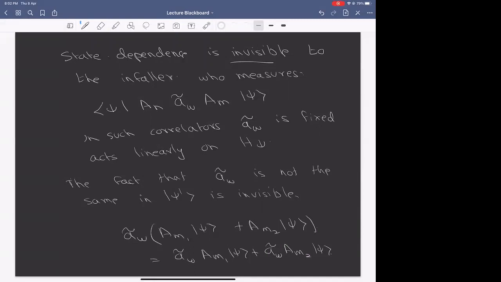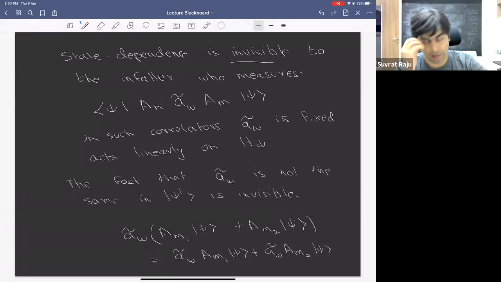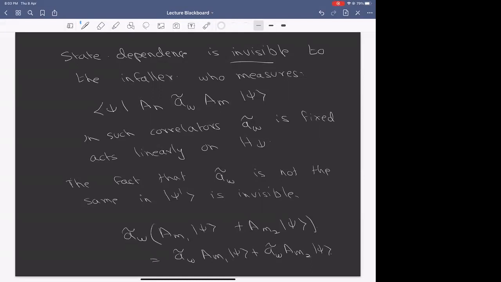Can I ask? I understand we landed on a state-dependent construction of interior observables, and the infalling observer can't really see the state dependence. What is an experimentally possible way to say that A tilde, the interior modes constructed in different states, are different? We are saying it's different for different states of the black hole, but how do you even experimentally make that statement?